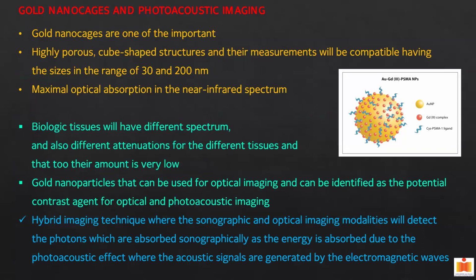Now coming to gold nano cages and photoacoustic. So this is a gold nano cage which is tagged with the PSMA radioisotope and used for PSMA imaging. So like this, there are so many things which can be used and tagged by using the gold nano cages, and the principle of photoacoustic imaging can be used along with PET or SPECT or whatever radiolabeled entities are there. Next, please.